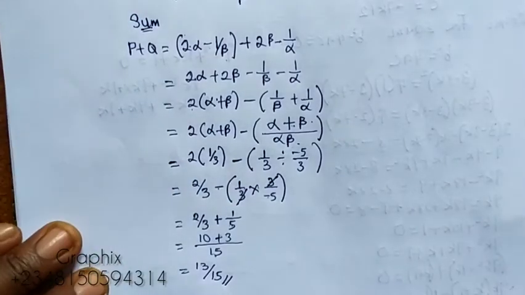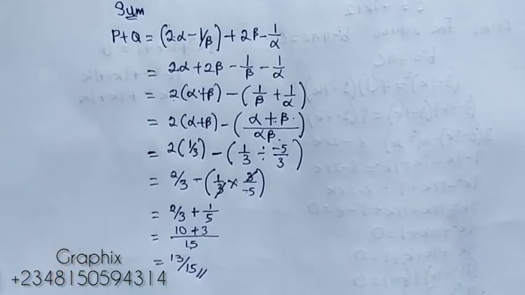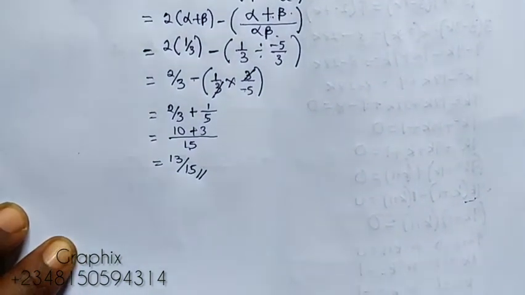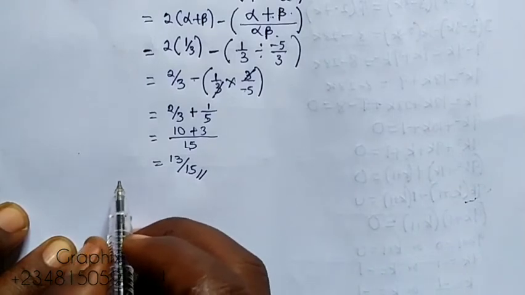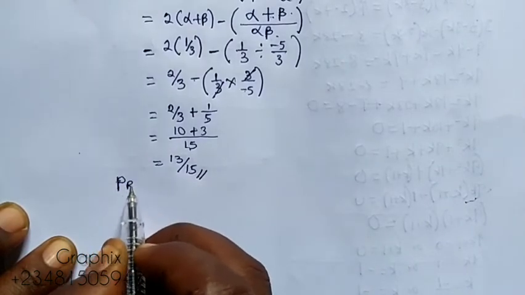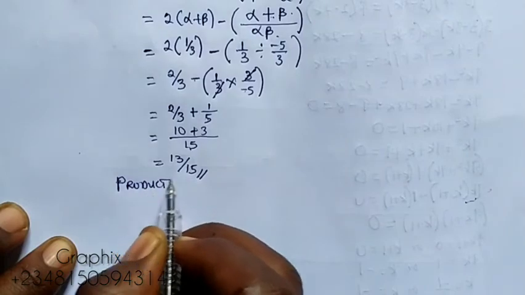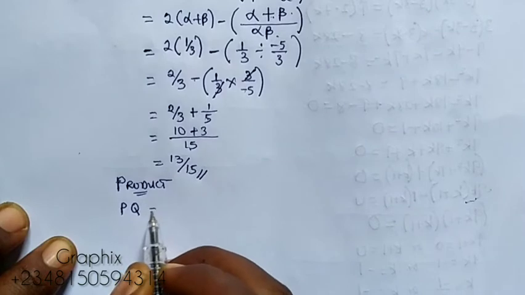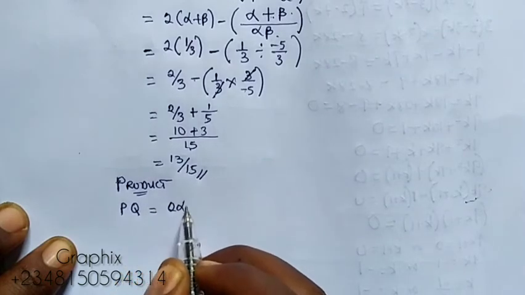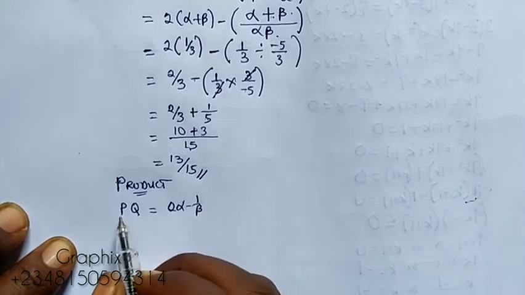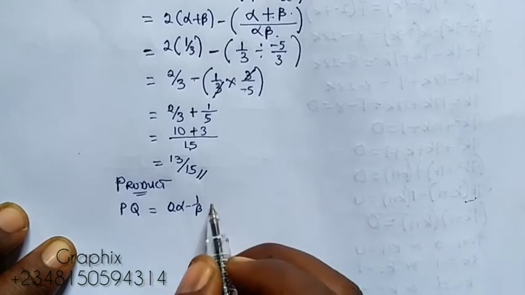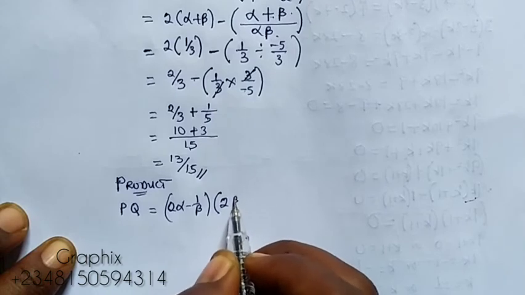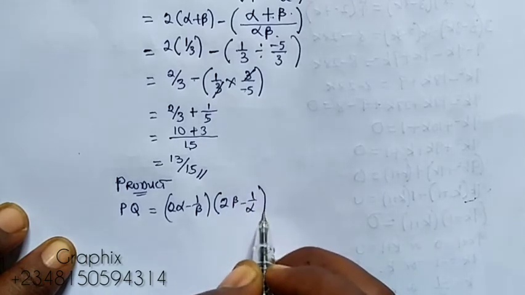Now the next thing we'll be doing here will be multiplication, right? That is product. So let's do for product. For product, we'll be having PQ. So PQ is like saying 2 alpha minus 1 over beta, because our P is 2 alpha minus 1 over beta, multiplied by 2 beta minus 1 over alpha.